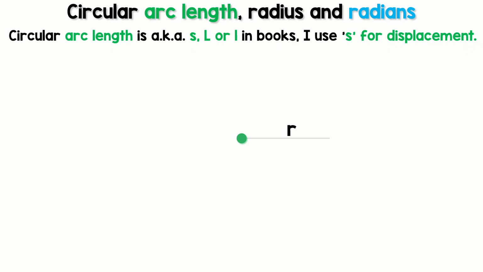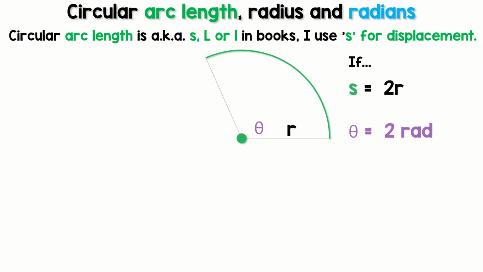So the circular arc length, I call it S for displacement, but it's written as S or capital L for length or lowercase l in books. I use S. And if we have a circle with a radius, if the arc length S is equal to the radius in length, then the angle is 1 radian. That's your definition of a radian. And if the arc length is twice as long as the radius, the angle is 2 radians. If S is equal to 3r, then theta is 3 radians, and so on.